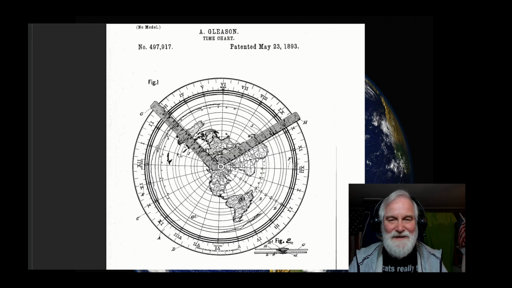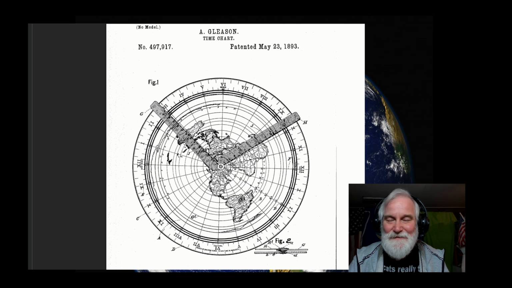In the 1890s, time zones were still a new thing. And what you could do with these two arms is put them on two different time zones and then immediately see the difference between those two areas and see what the time difference was. That's all it was. It was called a time chart. So that's what the patent was for. It lends no credibility to this as being a flat map.